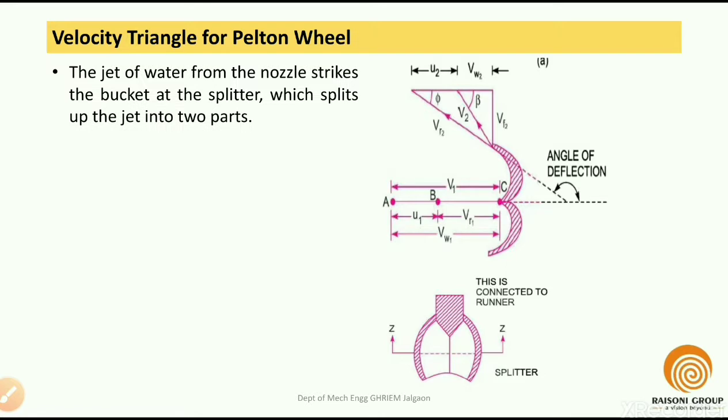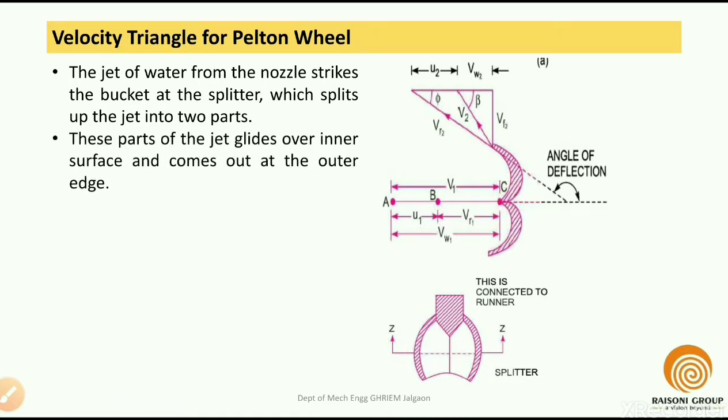The jet of water from the nozzle strikes the bucket at the splitter, which splits up the jet into two parts. We have already studied the construction of the Pelton wheel. We know that the jet of water strikes the splitter, which is situated at the center of this runner or bucket. This bucket consists of two hemispherical bowls, and in the middle of it there is a splitter. On the splitter, this jet of water strikes and it divides the flow into two parts. One glides over one hemispherical bowl and the other glides over the other hemispherical bowl.